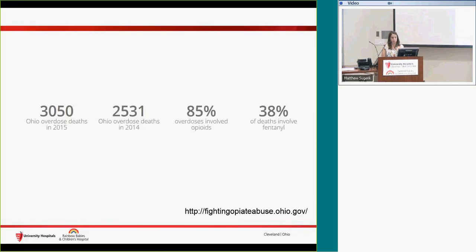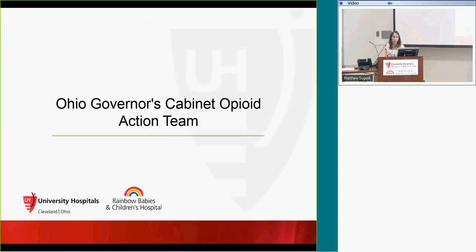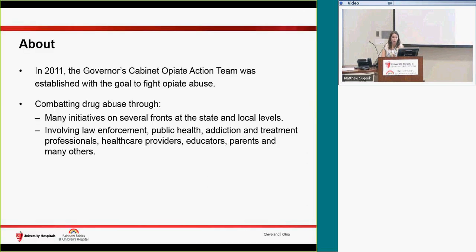What does the opioid epidemic look like? In 2015, there were 3,000 overdose deaths. There were about 200 overdose deaths, and so that went up from 14 to 15. 85% of overdoses involved opioids, and 38% involved fentanyl.